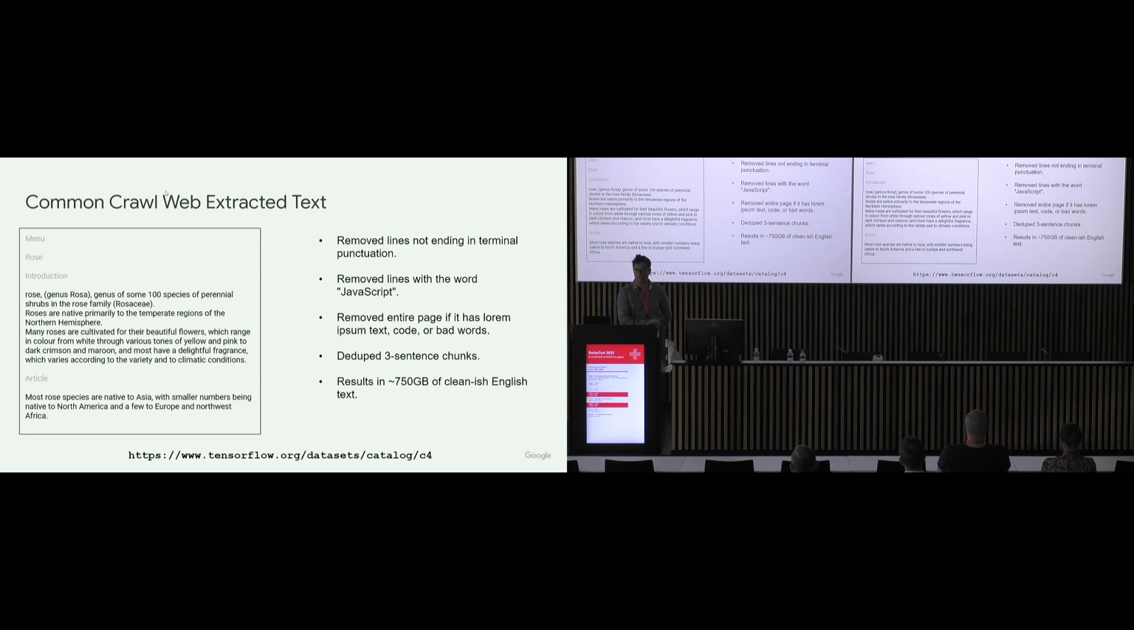or if it contains any kind of bad words or bad content. And deduped the data, because there are many copies of web pages everywhere on the web, so some deduping there to make sure the content has enough variation and there are not sentences that are overly represented. And this results in about 750 gigabytes of cleanish text that is available for download here.